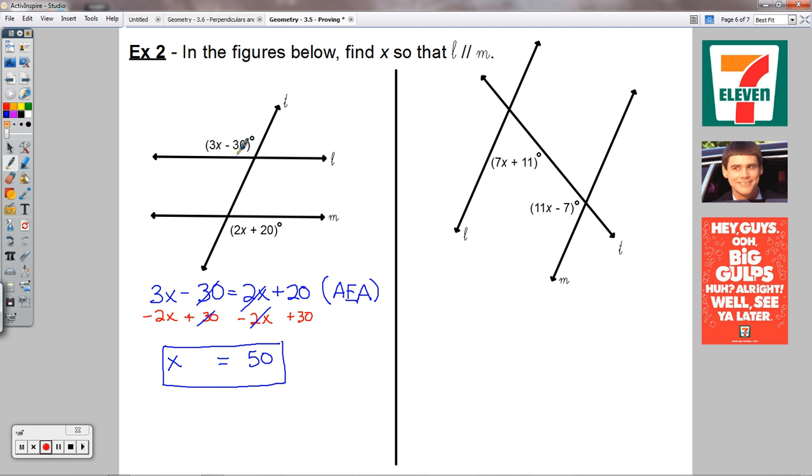So that x value would make these two angles congruent, and those two angles being congruent, therefore, would imply that these two lines are parallel. So we've done that. We found x, so that L would be parallel to M.